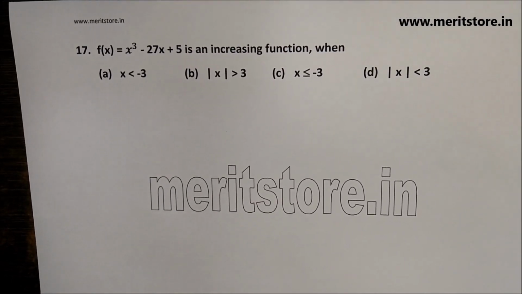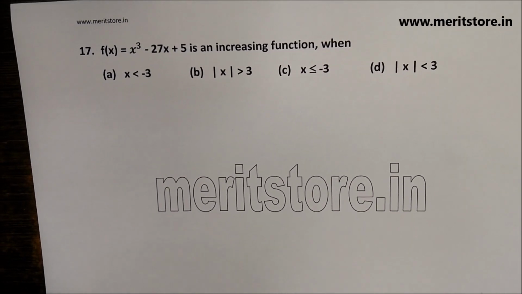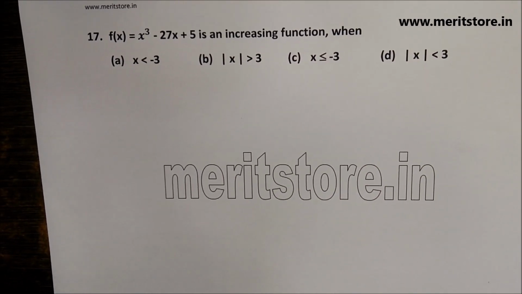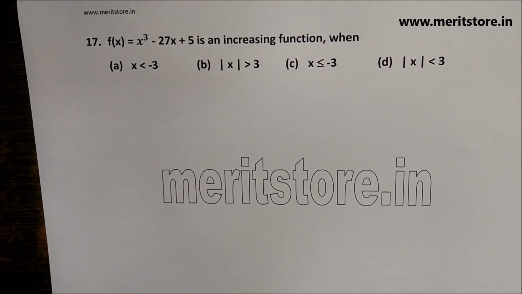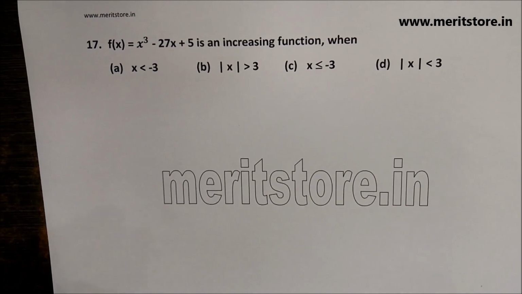Question number 17. F of x is equal to x cube minus 27x plus 5 is an increasing function when option A, x is less than minus 3. Option B, mod x is greater than 3. Option C, x is less than or equal to minus 3. Option D, mod x is less than 3.